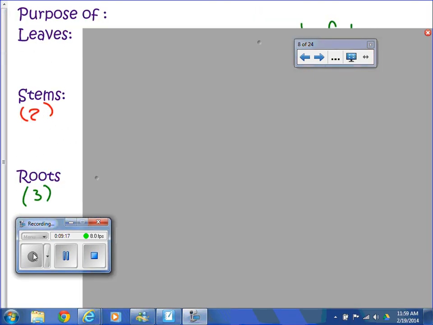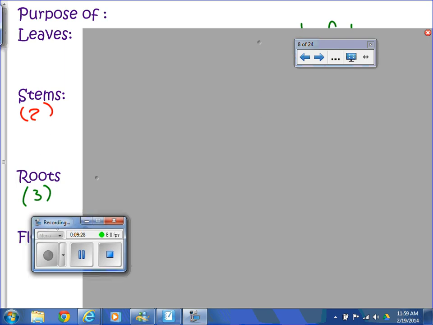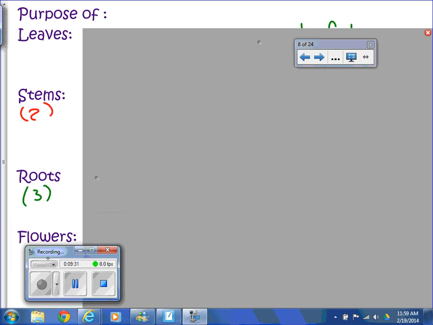Now this was in yesterday's reading, but this is actually a quick review that you did in last week's lab when you did those rotating lab stations. What are the purposes of leaves and stems and roots and flowers? So there's one major purpose of leaves, two purposes of stems, and three purposes of roots. So who can tell me, shouldn't be too tough, what is the purpose of leaves? What do leaves do for the plant?